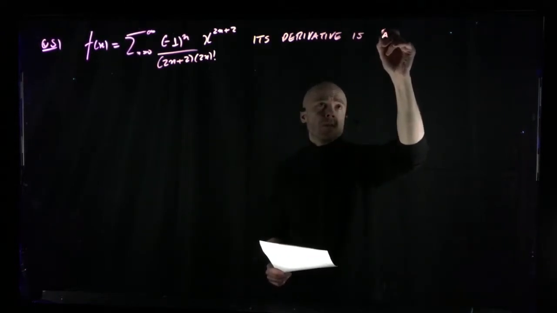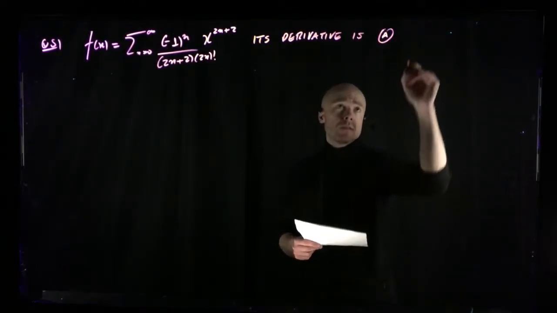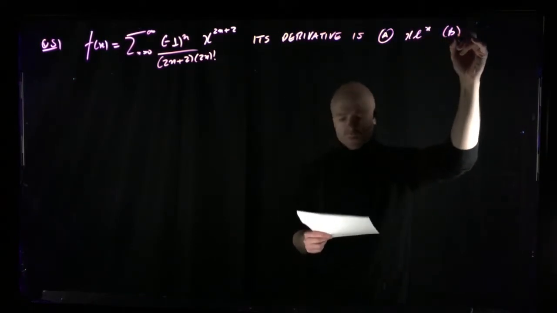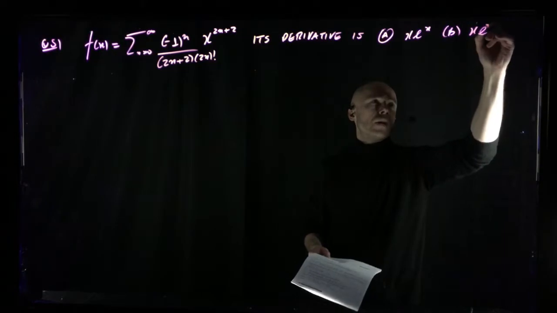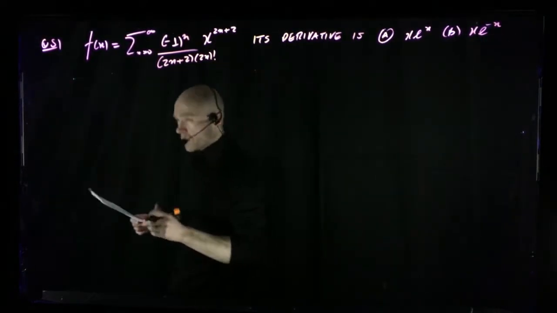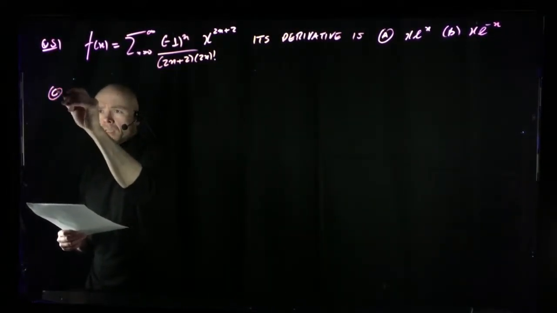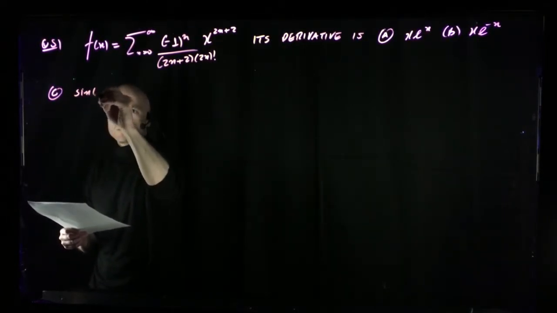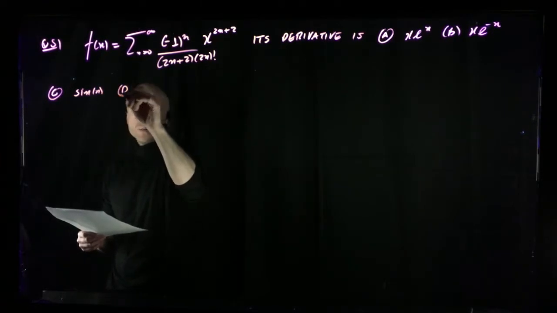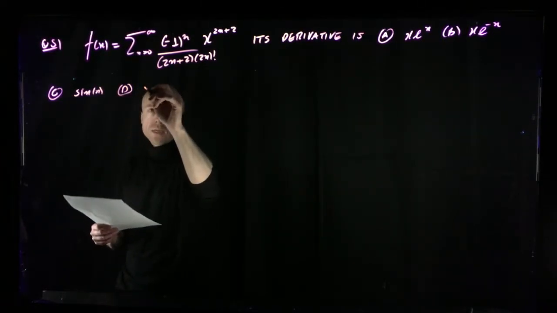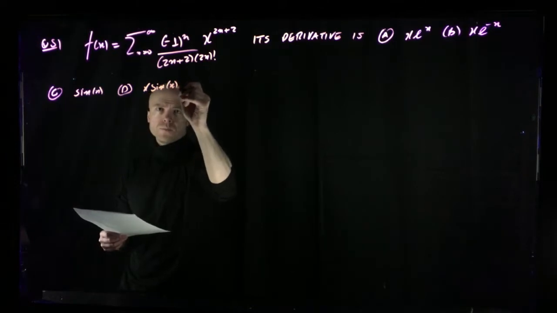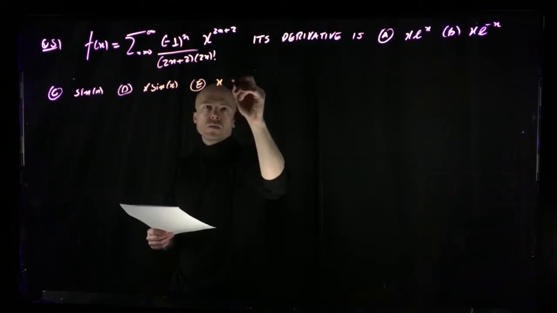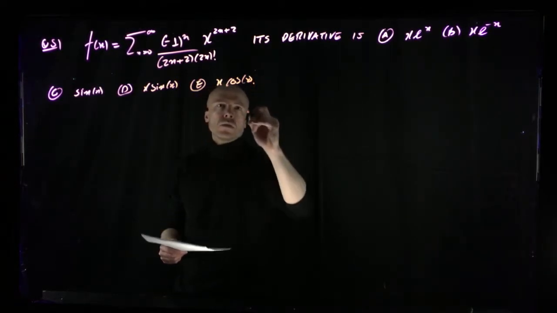Option A is x e to the x. Option B is x e to the minus x. Option C is sine of x. Option D is x sine of x. And option E is x cosine of x. Okay, cool.